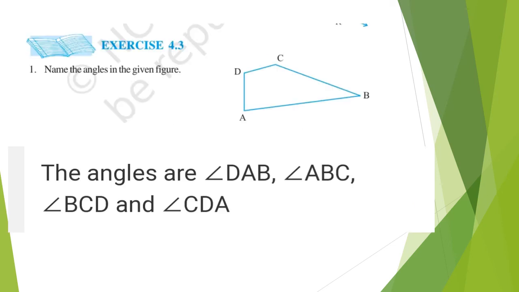Exercise 4.3. Name the angles in the given figure. The angles are angle DAB, angle ABC, angle BCD and angle CDA.